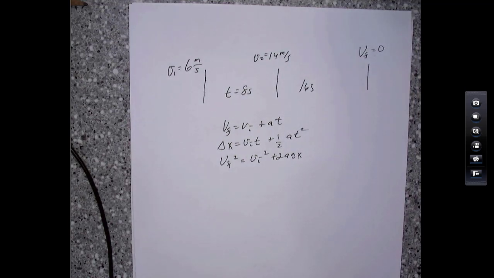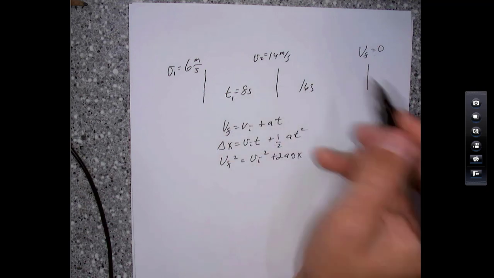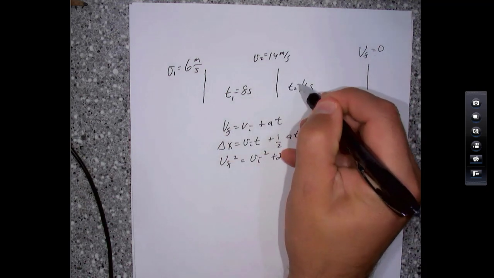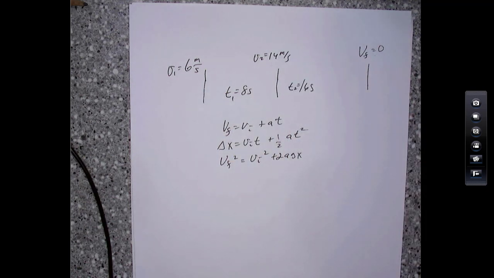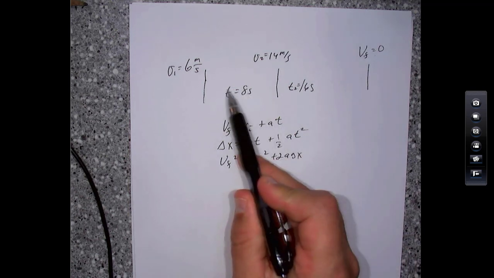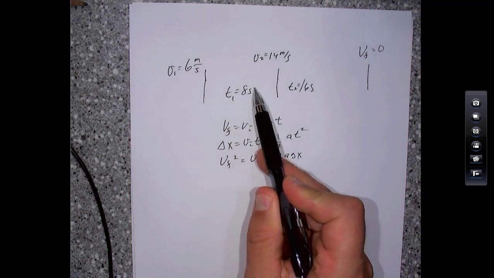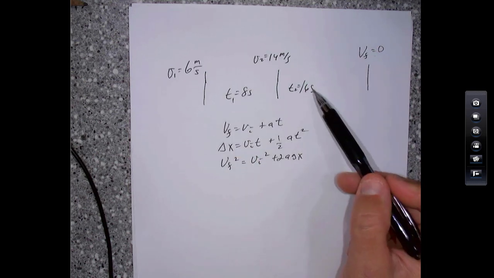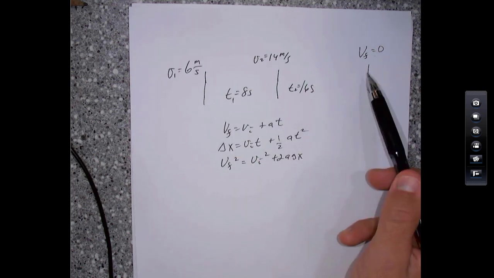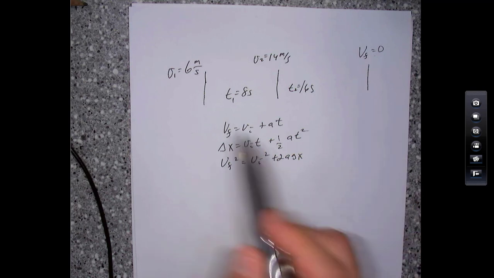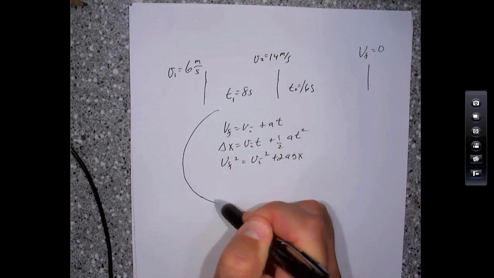Okay, so we don't know anything about displacements in this question. They don't give us delta x's for anything. We do know times. Maybe I'll call that one t1, this one t2. Okay, very good. So if I can figure out the acceleration here, I could use that acceleration over here to figure out that final speed.